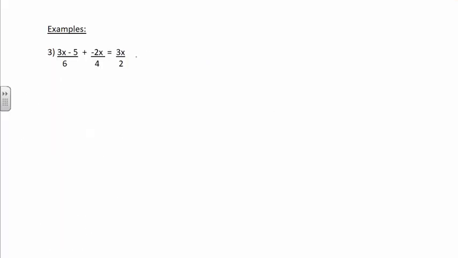So our final problem is a little bit more involved with fractions. So again, we want to get rid of these denominators, and we do that by multiplying each term by a common factor. So a common factor of 6, 4, and 2 is 12. So we'll multiply each term by 12. So 12 times 3x minus 5, all divided by 6, plus 12 times negative 2x, all divided by 4, is equal to 12 times 3x divided by 2.